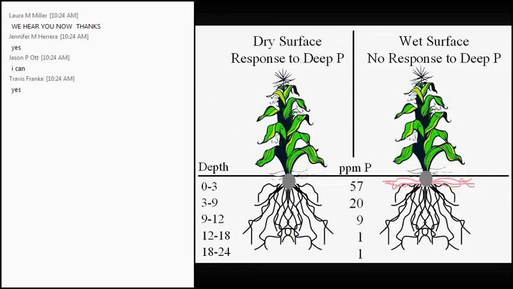Okay, now you've got to pretend that you're a plant. And in pretending that you're a plant, when we have a very wet surface and we've got roots growing up here at the surface, no big deal. We've got plenty of phosphorus right there in the surface. At the 3 to 9 inch level, we're only 20 parts per million. At 9 to 12, we're 9 parts per million. So if we've got a very wet surface, we've got lots of roots growing up close to the surface, so we don't get deficiency symptoms.